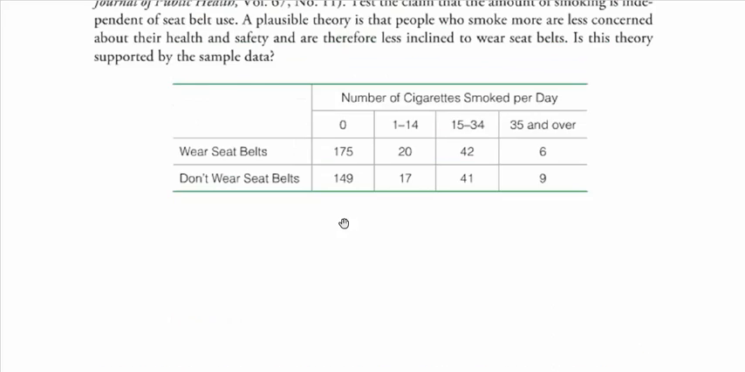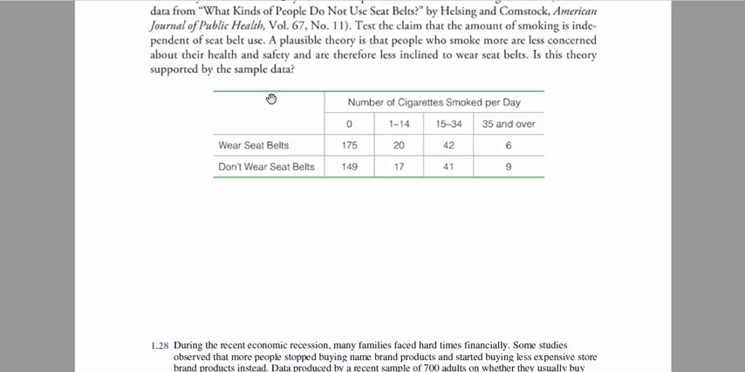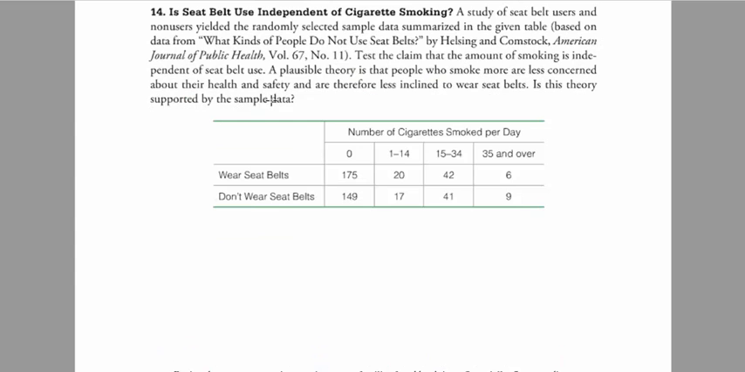Now, here is an exciting example about wearing seatbelts and the number of cigarettes smoked per day. Now, of course, these are not going to be related in a cause and effect relationship, but we can still see if these are independent of each other or not. So, seatbelt use independent of cigarette smoking. So, I'm going to let you read this on your own, but we're going to test the claim that the amount of smoking is independent of seatbelt use.